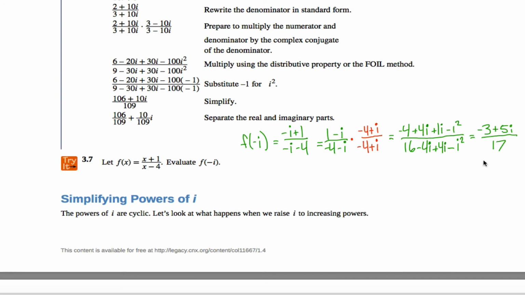The reason this is not done is it's not a complex number. I would like the quotient of two complex numbers right here to be equal to a complex number. Complex numbers must be written in the form a plus bi. So I would have to rewrite this as negative 3/17 plus 5/17 of i. And this right here is what I would call my final simplified answer.